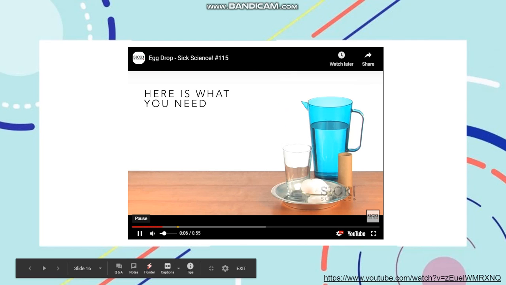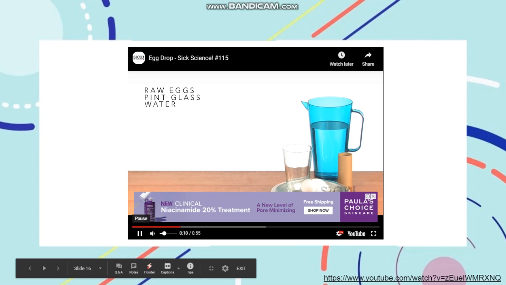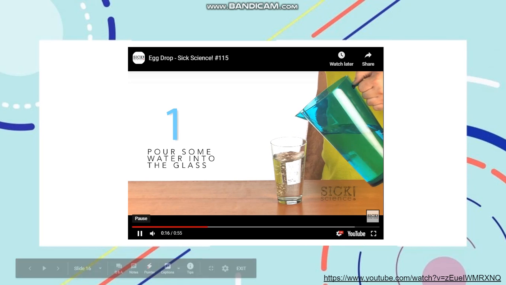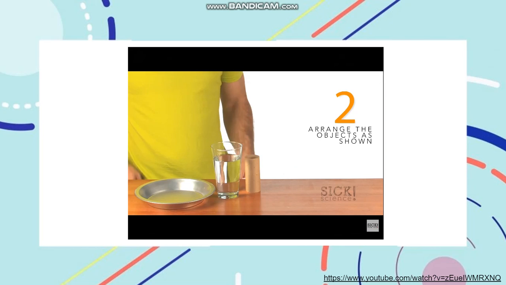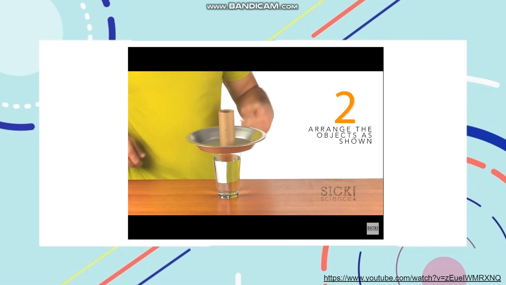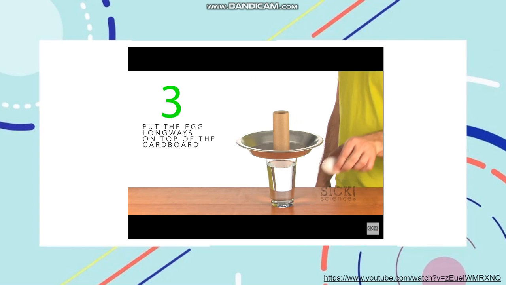We need a raw egg, a glass cup, and we need some water and toilet paper too, and a pie pan. So we pour the water and we put a pan and then a toilet paper tube. Then we set the egg on the top.